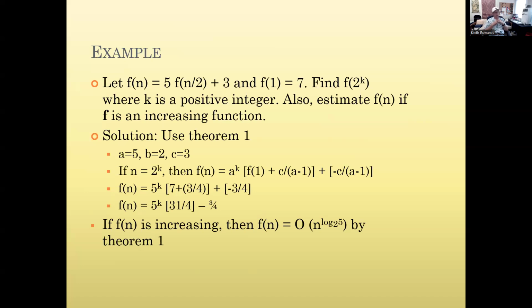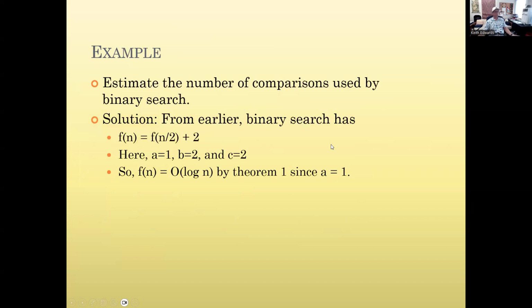If n is equal to 2 to the k, then f of n is equal to a to the k, f of 1 plus c divided by a minus 1, minus c divided by a minus 1. And basically here we get f of n is 5 to the k times 31 divided by 4, minus 3/4. And if f of n is increasing, then it's O of n to the log base 2 of 5 by theorem 1. And that's slightly larger than O of n squared, but not too much. And hopefully that's better than O of n cubed or O of 2 to the n, that we might get with the naive version of the function.